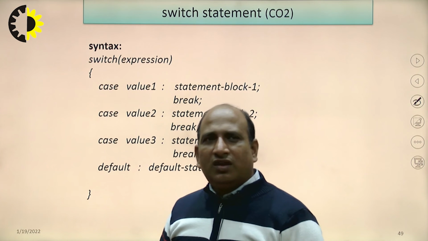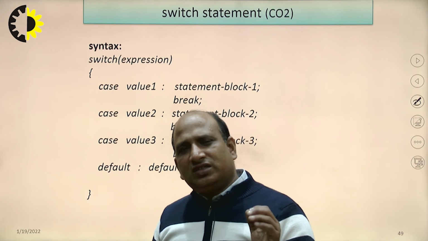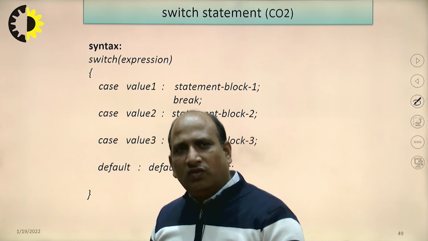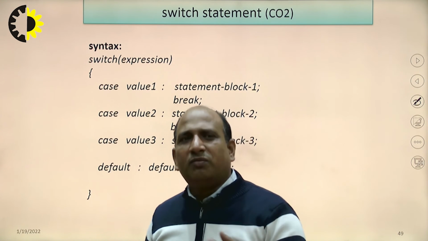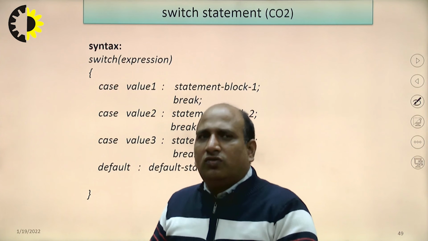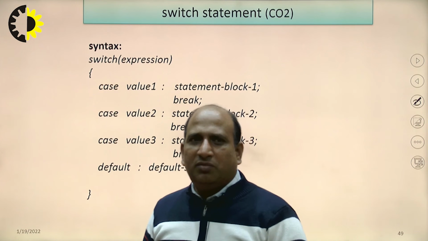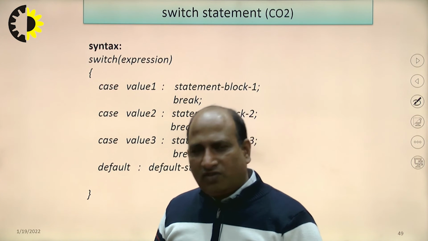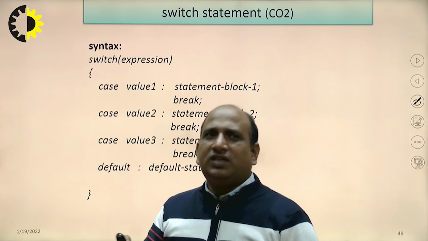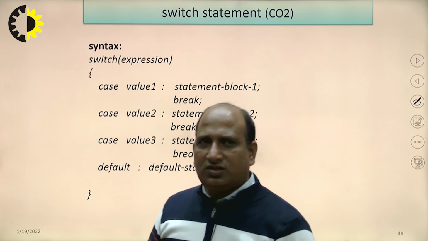Now it is very fast because the expression value is evaluated and it is just checked by an equality condition whether its value is equal to value 1, 2 or 3, and depending upon the evaluated expression value, the control will jump to that particular case, and that case will execute, and by break it will come out of the block. Default will execute only when there is no matching case value. In that situation the default case will execute.